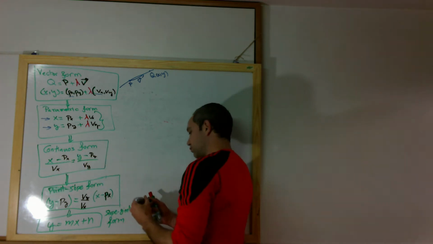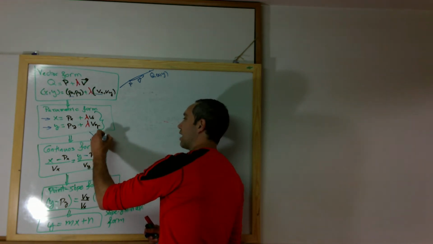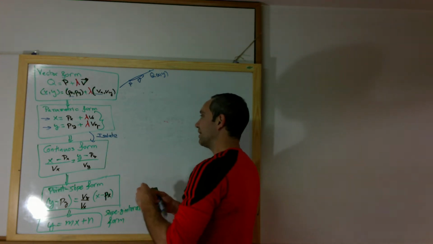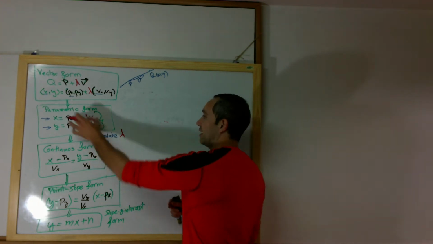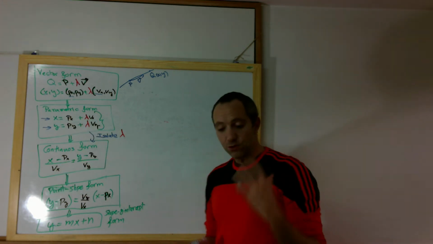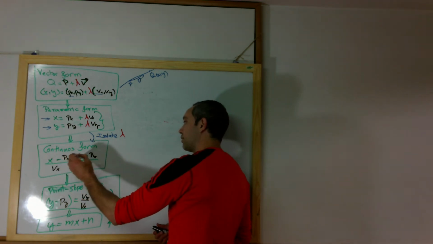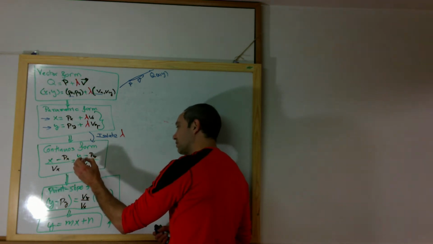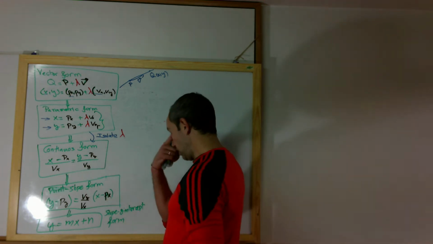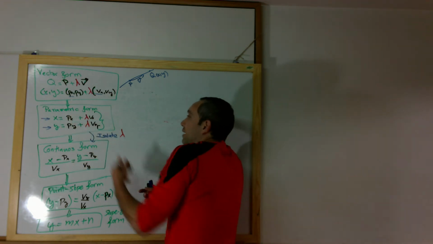How do we get the continuous form? To get the continuous form, what we do is isolate lambda. If you isolate lambda and then equate both equations, you've got this continuous form. And if you notice, we've got x minus the point divided by the vector coordinate, y minus its point coordinate divided by the vector coordinate.